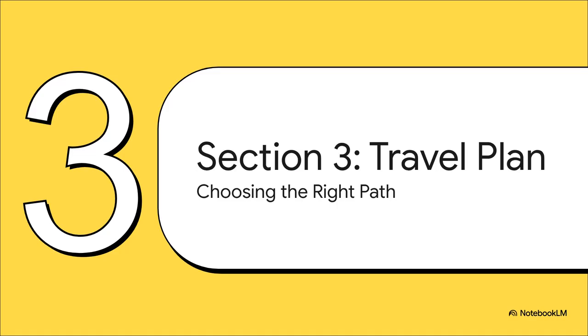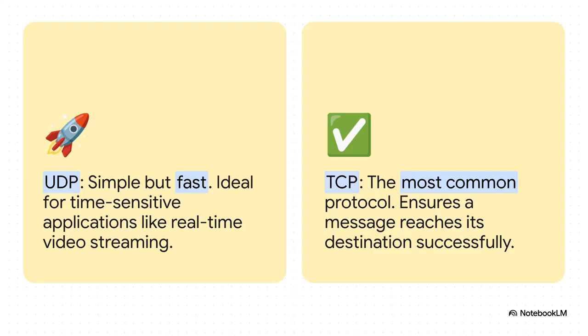Okay, so our data packet now has its identity papers in order. But how is it actually going to travel? It needs a plan, and it has to make a pretty big choice between 2 very different options. Does our packet want speed, or does it want reliability?